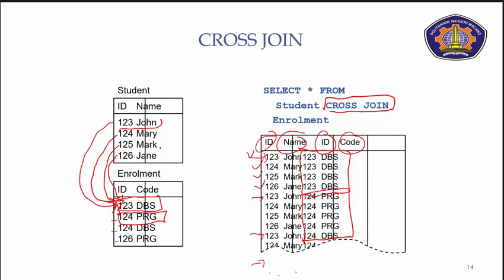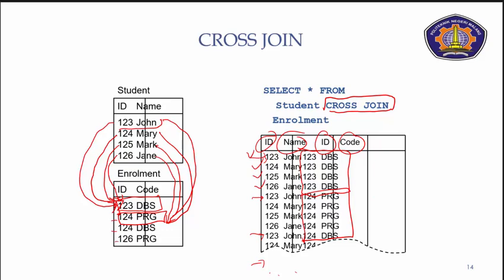So 1, 2, 3 Mary, 1, 2, 3 John with this, 1, 2, 4 Mary with this, like that, one by one, they combine all of it. If we use cross join, the result will be like that, and this statement works in this way.